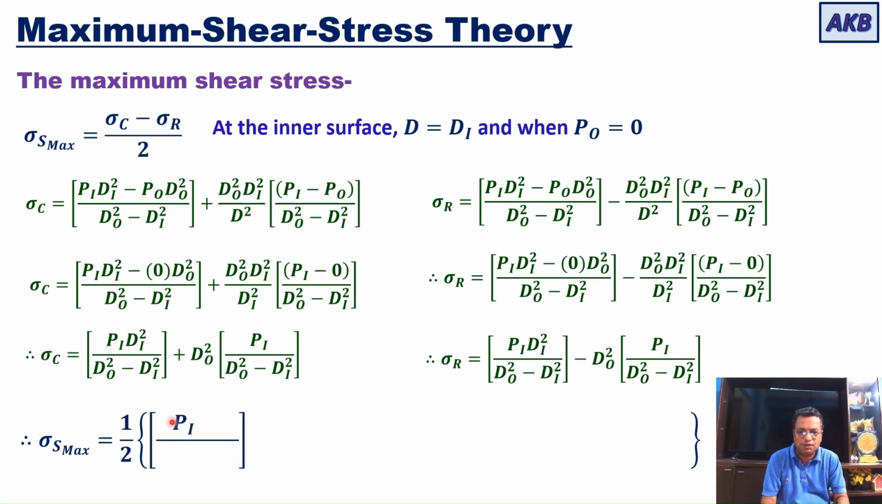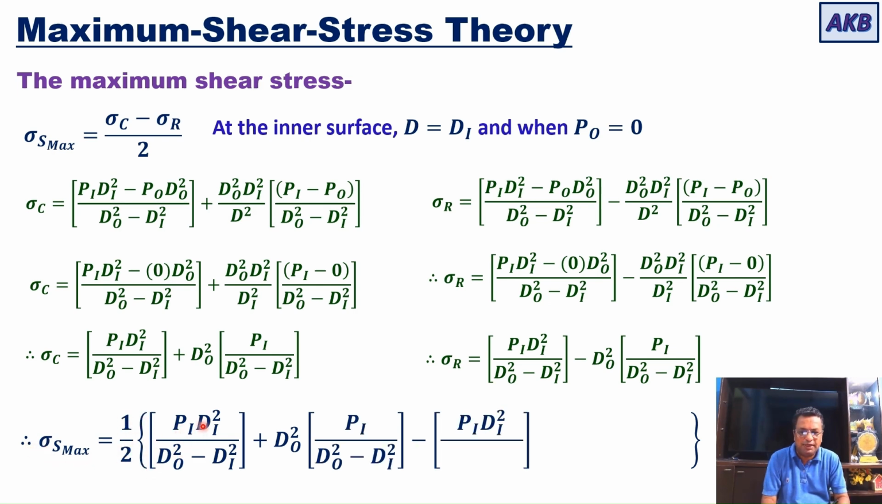So if you use these equations, you'll be getting this equation. Sigma S max is equal to 1 by 2 into [Pi Di square divided by Do square minus Di square plus Do square into Pi upon Do square minus Di square minus Pi Di square upon Do square minus Di square plus Do square into Pi upon Do square minus Di square]. So we have just used the equations for sigma C and sigma R in the equation for sigma S max.